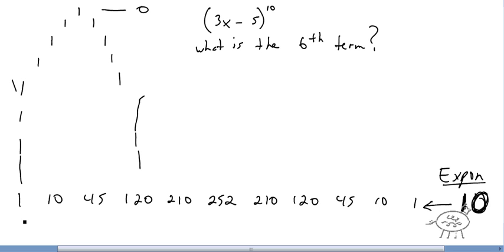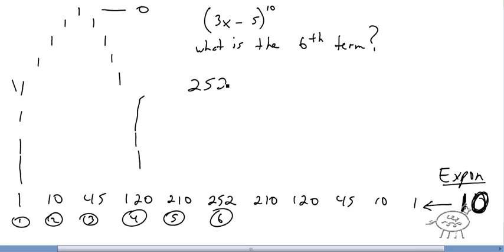Okay, but if I said the 6th term, this is the deal. Look down here at the numbers. You got 1, 10, 45. So this is the 1st term, 2nd term, 3rd term, 4th term, 5th term, and 6th term. That's your 6th term. So that's your coefficient. It's 252, and we have 3x, that's your 1st term, and negative 5.